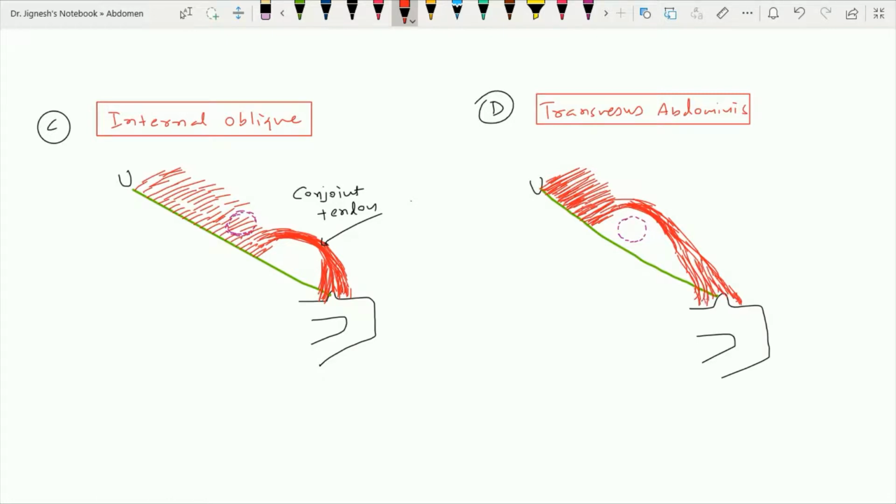And this conjoint tendon is formed by the aponeurotic fibers of the internal oblique as well as the transversus abdominis muscle. Some medial fibers of this conjoint tendon curve around the medial wall of the deep inguinal ring, and these fibers are called the interfoveolar fibers, which insert over the pecten pubis. So these interfoveolar fibers form the medial relation of the deep inguinal ring.